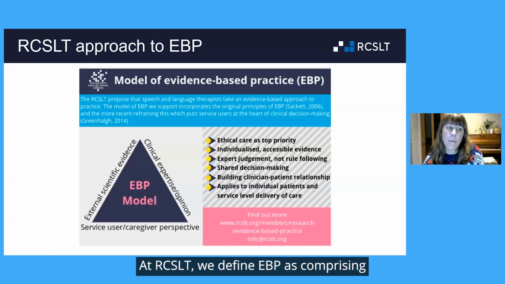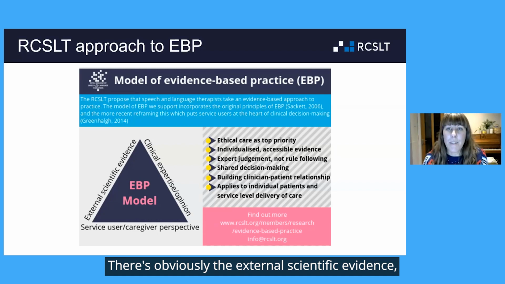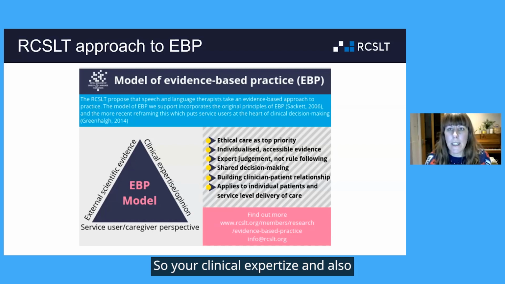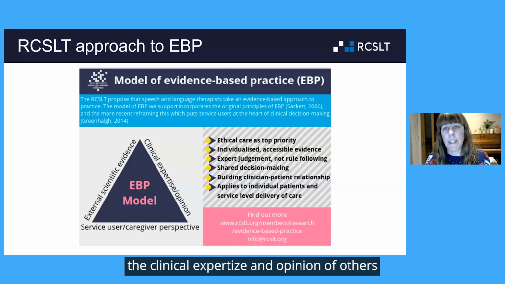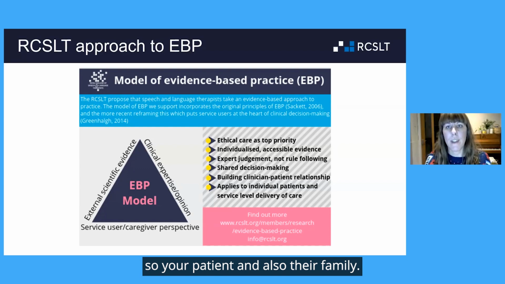At RCSLT, we define EBP as comprising three components of equal importance. There's obviously the external scientific evidence, but equally important is clinical expertise, so your clinical expertise and also the clinical expertise and opinion of others, and also the perspective of the service user, so your patient and also their family.